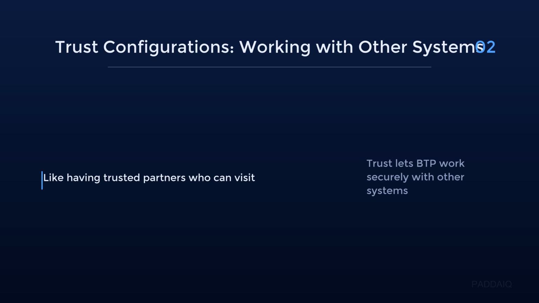Like having trusted partners who can visit. This means systems you approve can access your SAP BTP environment without needing separate logins each time. For example, a trusted HR system can automatically pull employee data for reports. This setup creates seamless and secure integration between your applications.